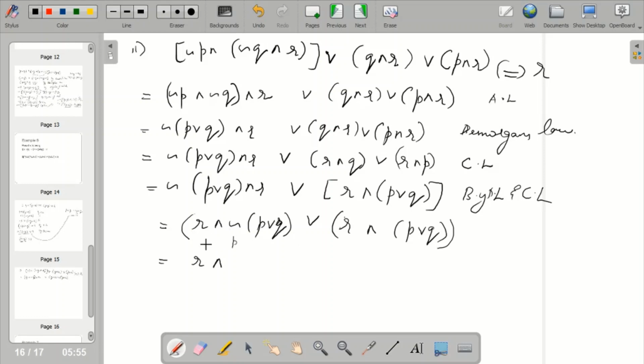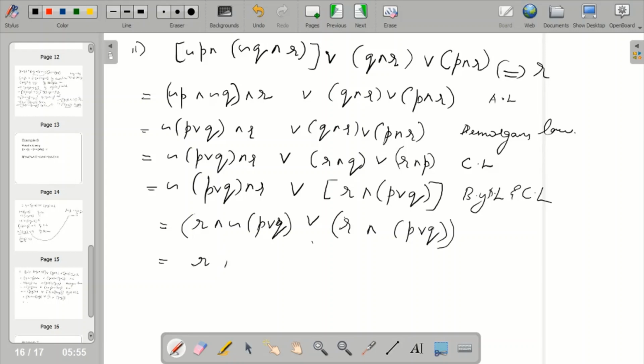So it is nothing but in the form of distributive law. So we'll write the distributive law over here. What is the distributive law exactly? R and negation of P is there. In between R is there. R and negation, so we need to write R as it is.